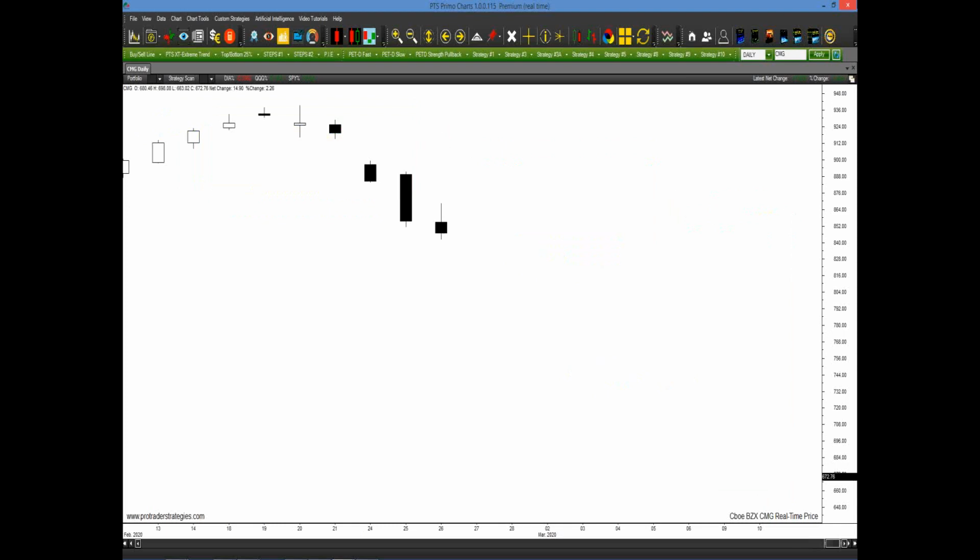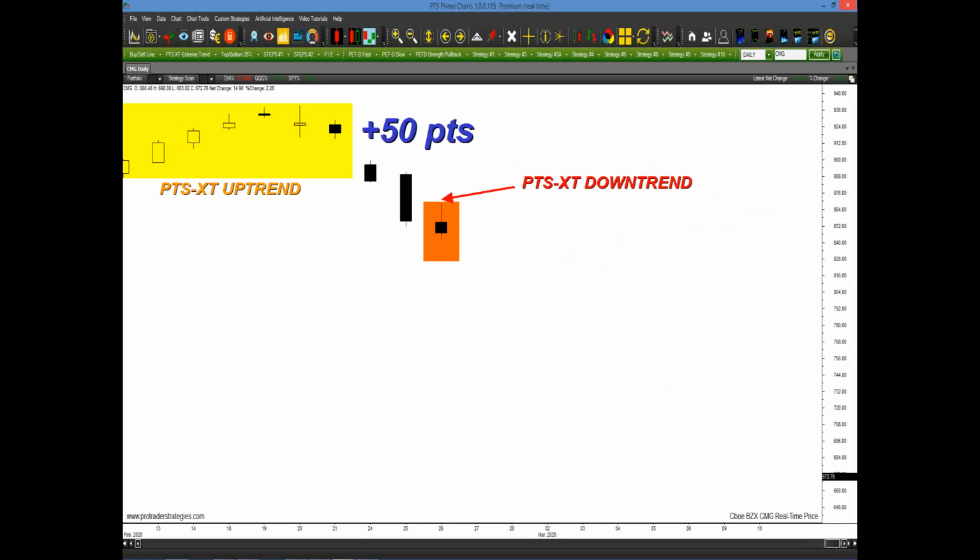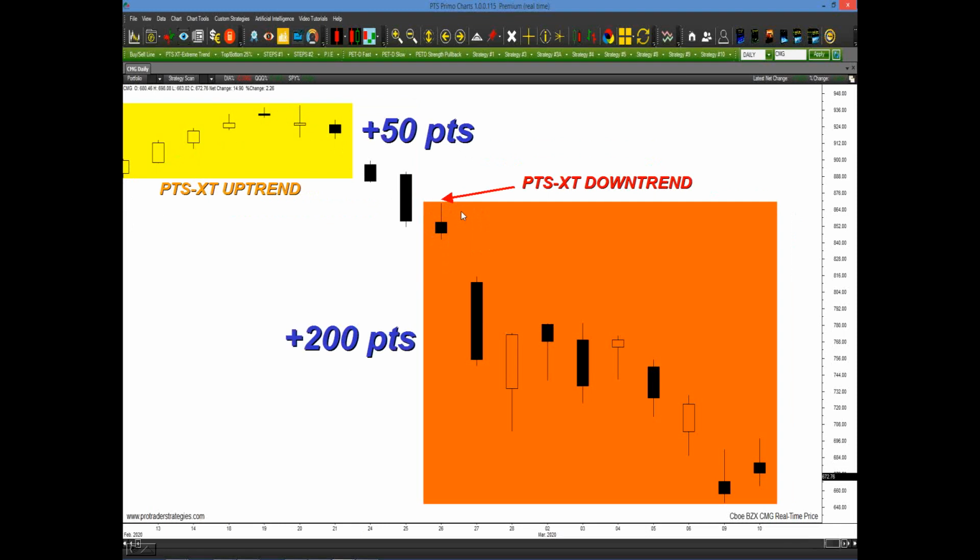All right, here's an example in CMG. We realize expensive stock, right? But just to show you how it can work in an inexpensive stock or an expensive one. Right here, you had a chance to take advantage of 50 points to the upside. You could have purchased calls or some type of spread. And once you had the down warning, this was the extreme downtrend warning, you could have switched over, sold whatever you were long, or moved your stops up, or purchased some puts, because 200 points coming into the second week of March.